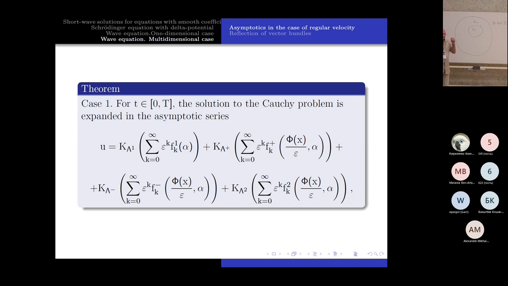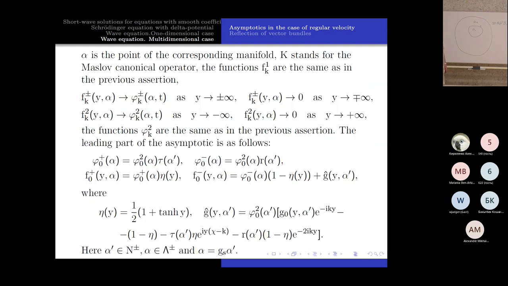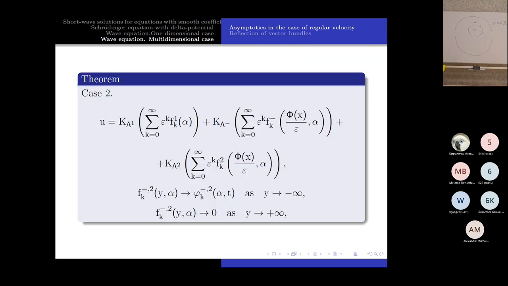So the theorem is that for the first case, if we do not have total reflection, if we have transmitted and reflected waves, then the asymptotic solution has the form which is written down here. So lambda plus is the manifold which describes the wave... Lambda minus is, it is lambda two. Lambda plus is the transmitted wave and lambda minus is the reflected. And the functions f again are defined by explicit formulas. So here these formulas are written down. They are rather cumbersome, but completely explicit.